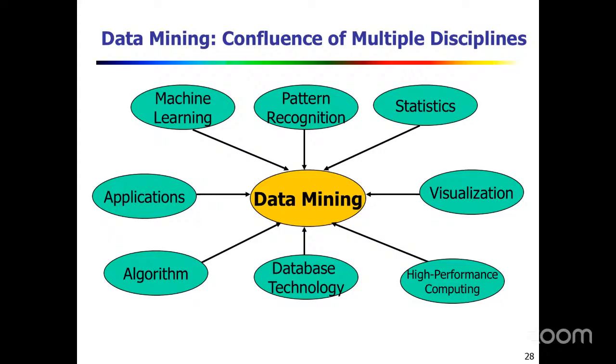Machine learning, which is famous nowadays, is connected to data mining. Pattern recognition is related to data mining. Statistics is related to data mining. Visualization, high performance computing, database technology, algorithms, and applications are all connected to data mining. Remember that we can perform the data mining process in each and every domain, mostly all the domains. Machine learning, we all know that one.